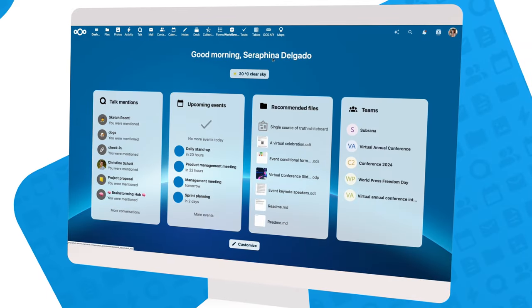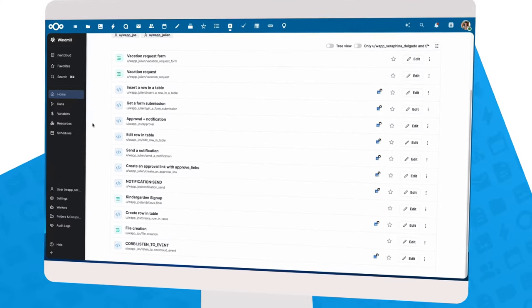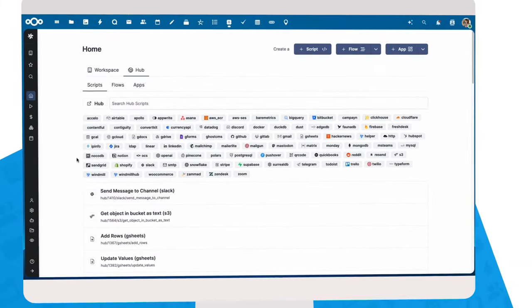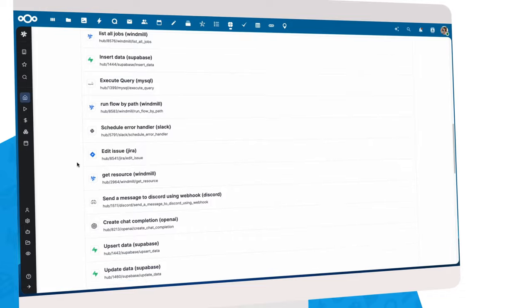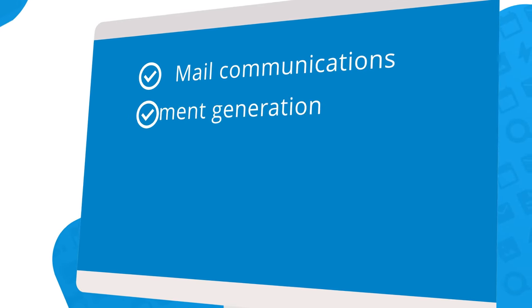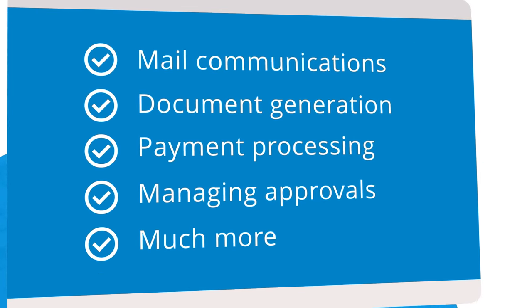Nextcloud Flow is designed to help organizations improve their services, bringing processes online. Nextcloud Flow does this by automating a variety of interactions between your organization and external users, like mail communication, document generation, payment processing, managing approvals, and much more.